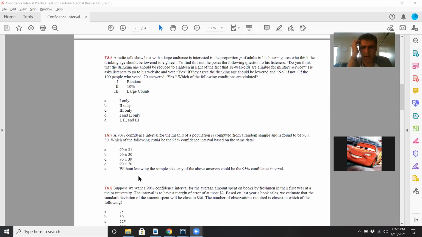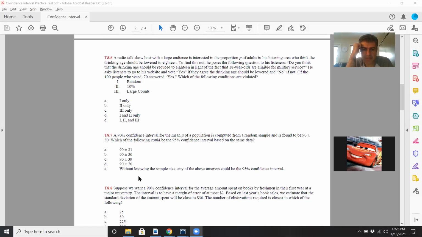A radio talk show host with a large audience is interested in the proportion p of adults in his listening area who think the drinking age should be lowered to 18. To find this out, he poses the following question to his listeners: do you think the drinking age should be reduced to 18 in light of the fact that 18-year-olds are eligible for military service? He asks them to go to his website and vote yes if they agree the drinking age should be lowered, and no if not. Of 100 people who voted, 70 answered yes. You probably would expect that. Which conditions are violated?